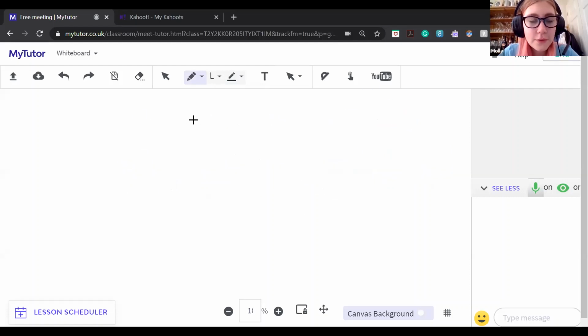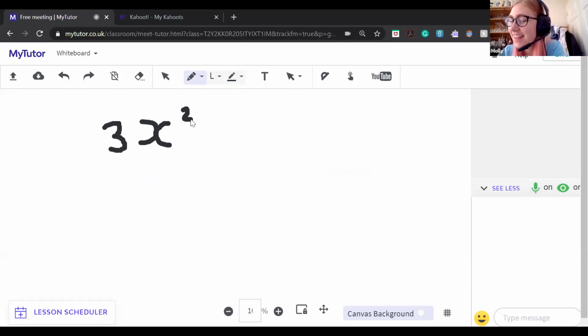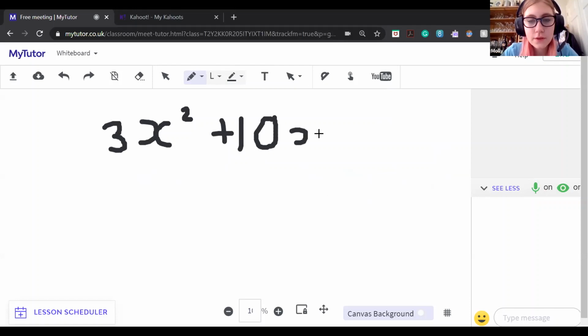So I'll give you guys one to do. What if you had 3x squared? Bear with. I'll do a fairly difficult one, but not too hard. 3x squared plus 10x plus 8. Just give a little bit of time to have a go at that.